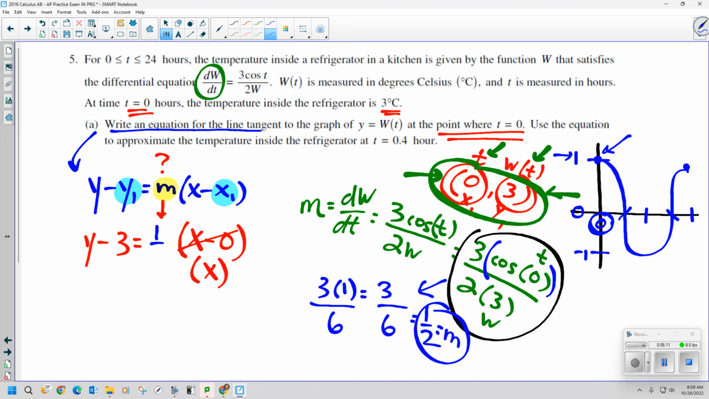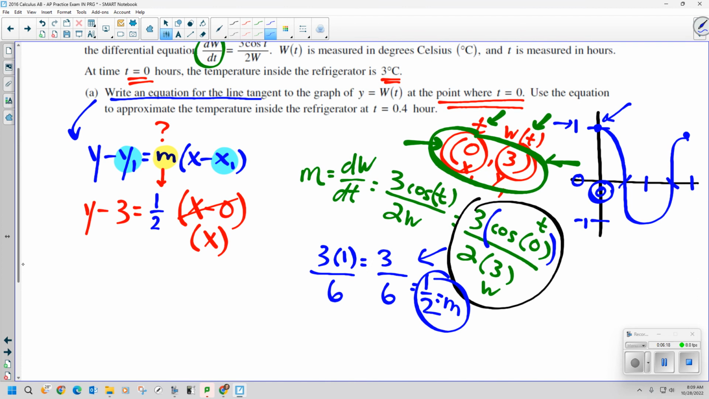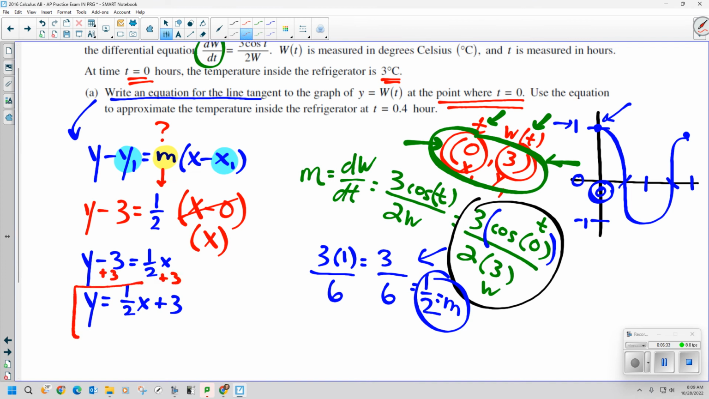That goes in right here. So we're still not done with this problem. Okay, let's clean up this equation. I've got y minus 3 equals 1/2 of x. And if I wanted to, I can add 3 to both sides. Okay, that's if I add 3 to both sides. And this is the equation.